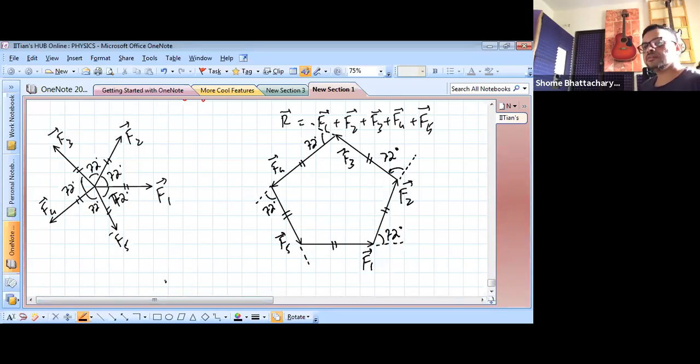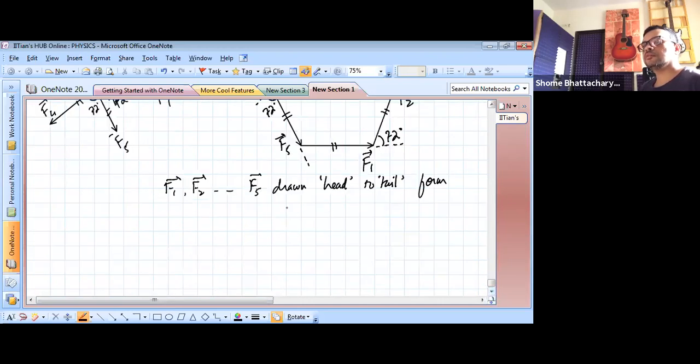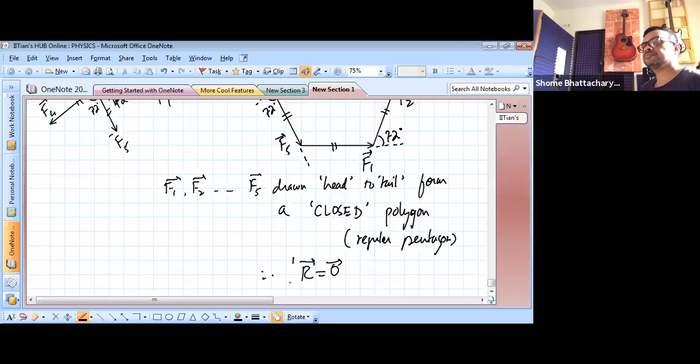So we see that F1, F2, I guess up to F5, drawn head to tail form a closed shape, a closed polygon. In this case, it is a regular pentagon. Therefore, the resultant is 0. So that becomes a complete solution.